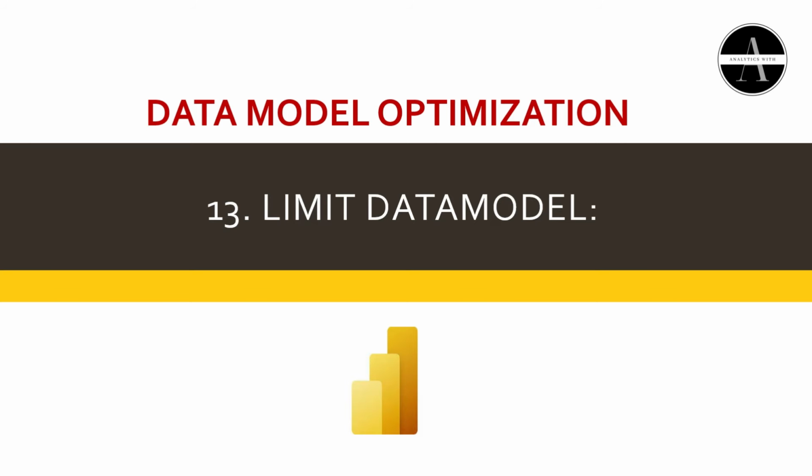Point number 13, limit data model. Always aim to reduce the size of your data model. This means removing any columns that are not essential to your reports. For instance, if a certain column is not used in your visualization or calculation, remove it to lighten the load on Power BI. Fewer columns means faster performance and smaller file size.